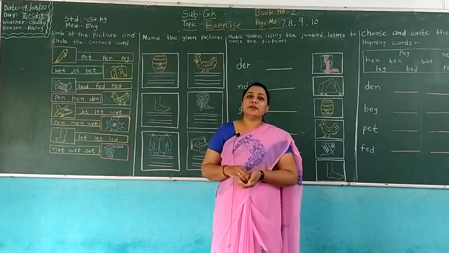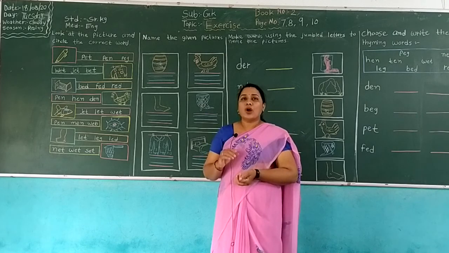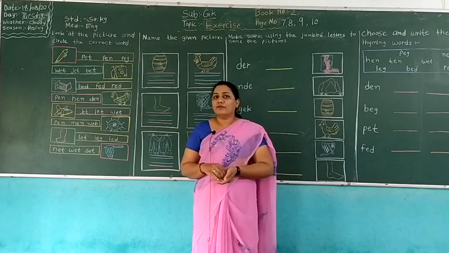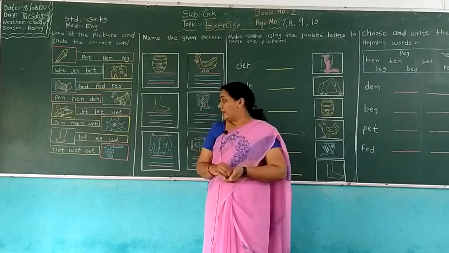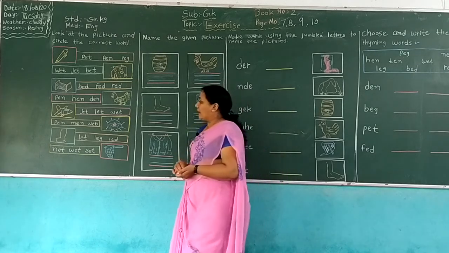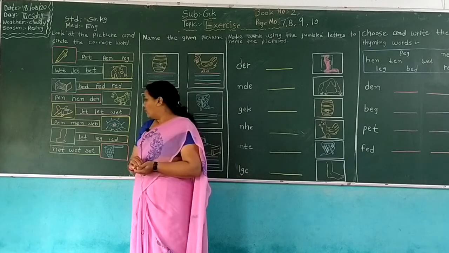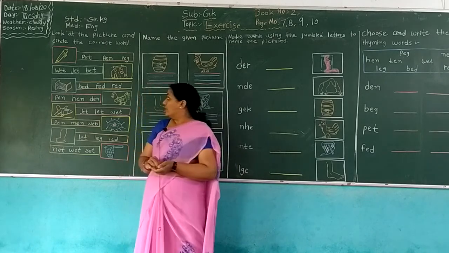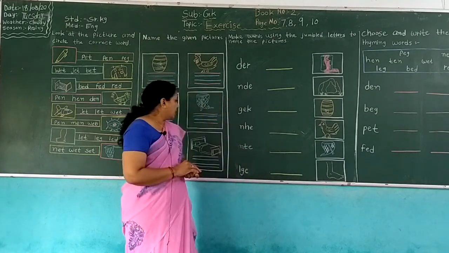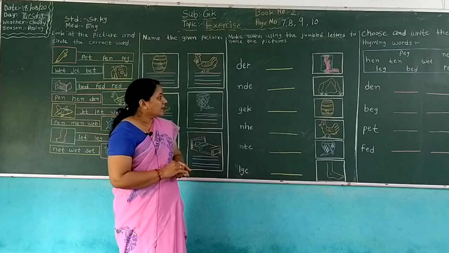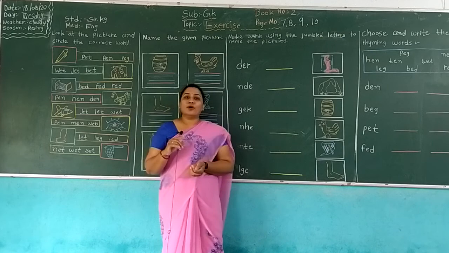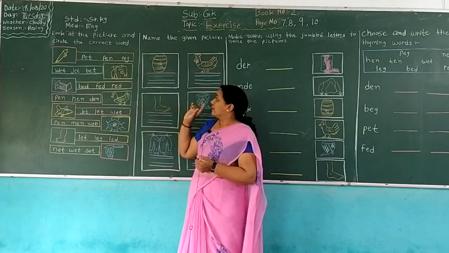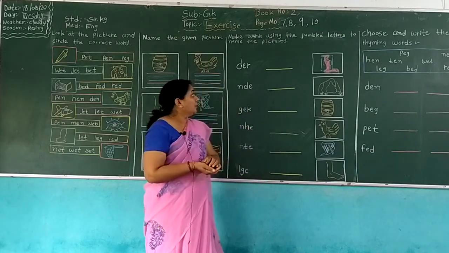Children, in the last period I have already revised all E1 related sound words and family words. Like this, N sound words, F sound words, H sound words, and more. Today I am explaining about exercise book number 2.